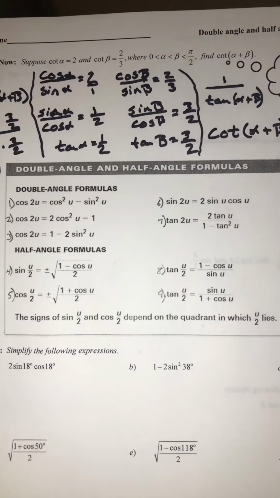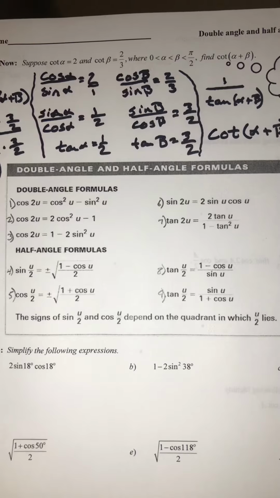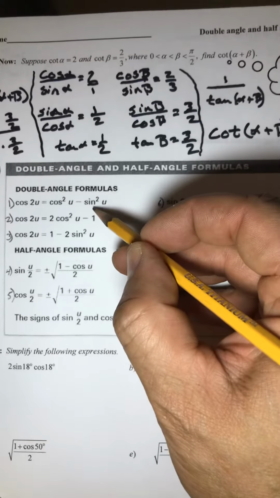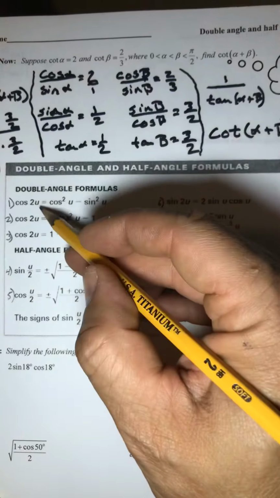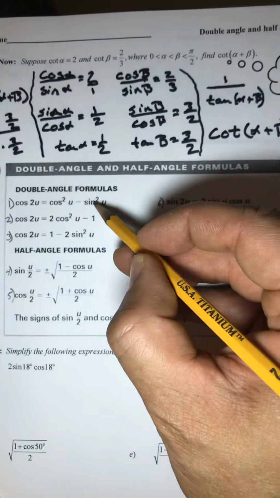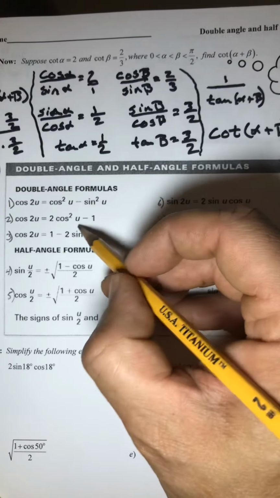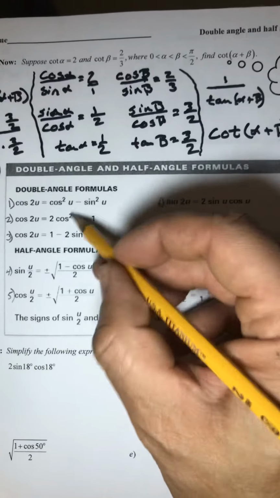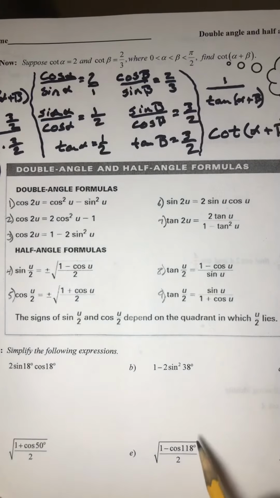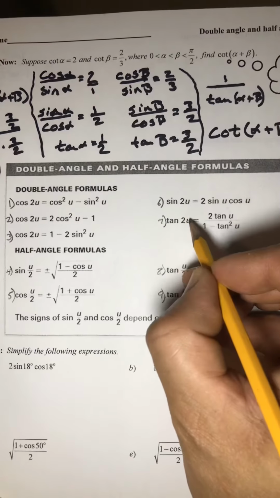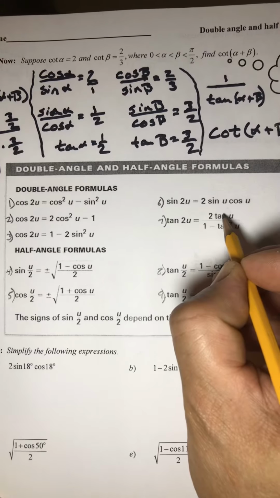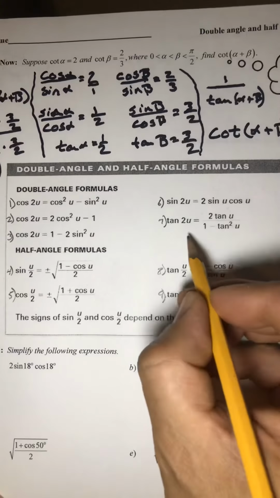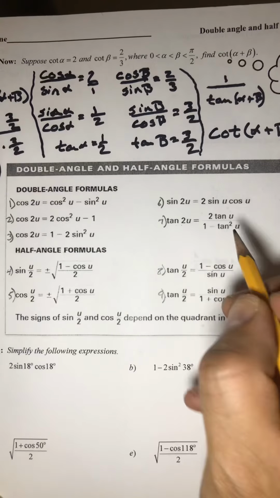So the double angle for cosine, actually there's 3 different connections between cosine twice of an angle. There's cosine squared minus sine squared. There's twice the cosine squared minus 1, and 1 minus 2 sine squared. So that one has the most. Sine of a double angle has only 1: 2 sine u, cosine u. Tan only has 1. This is it here.